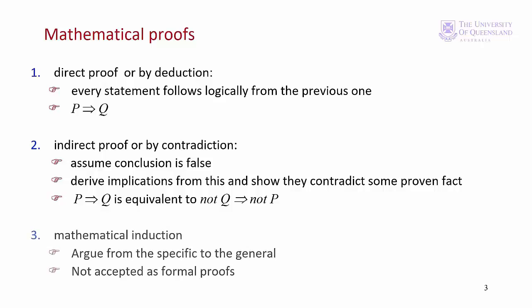Our third type of proof is mathematical induction. Here we argue from a specific case to a more general case. This is not accepted generally as a formal mathematical proof, but you'll come across it in statistics. So there we argue from a specific case, a sample, to a more general case, some property of the population.